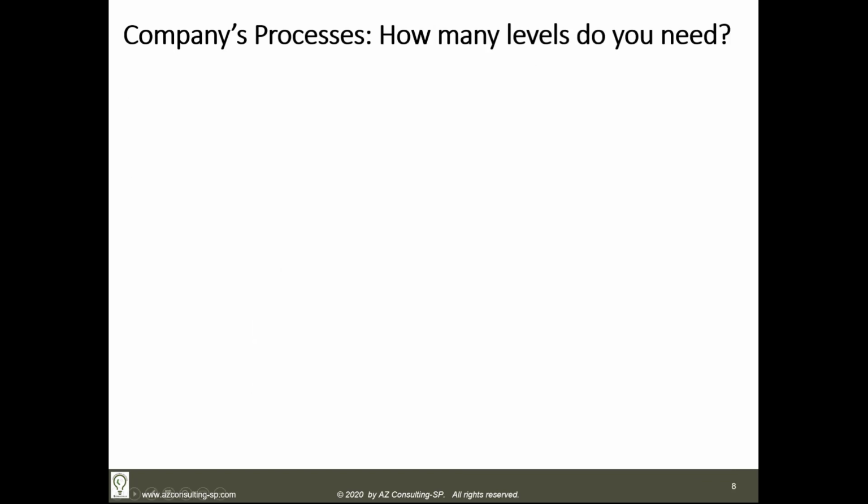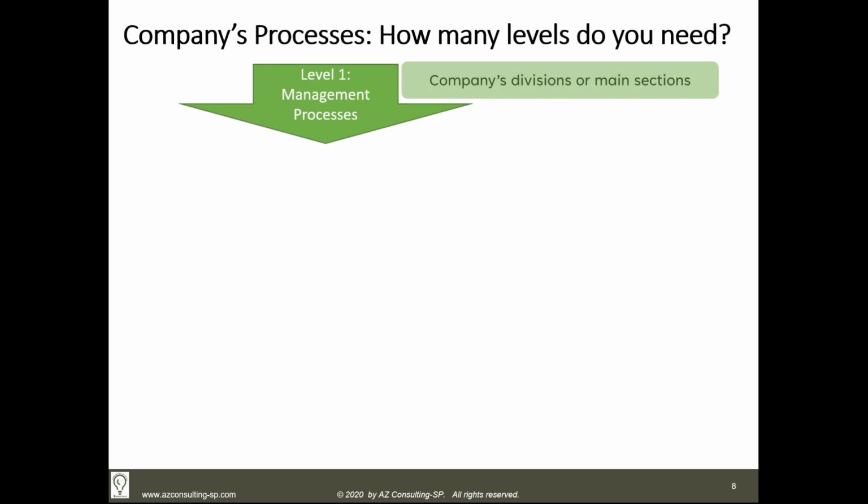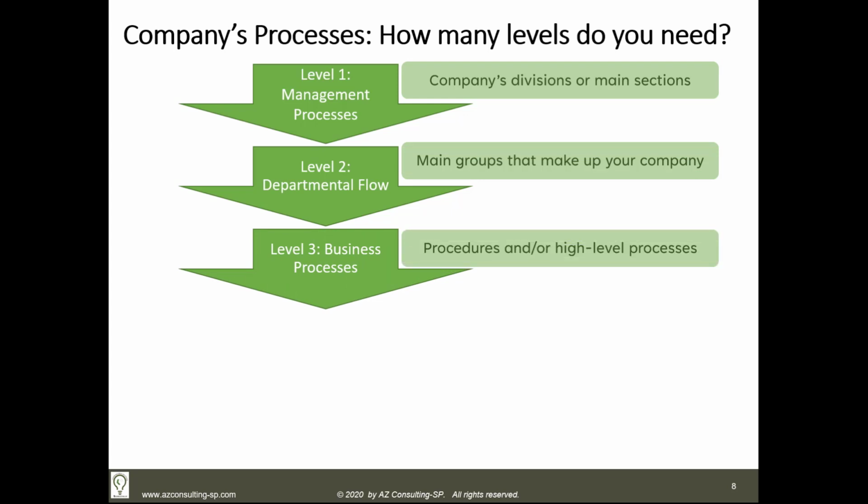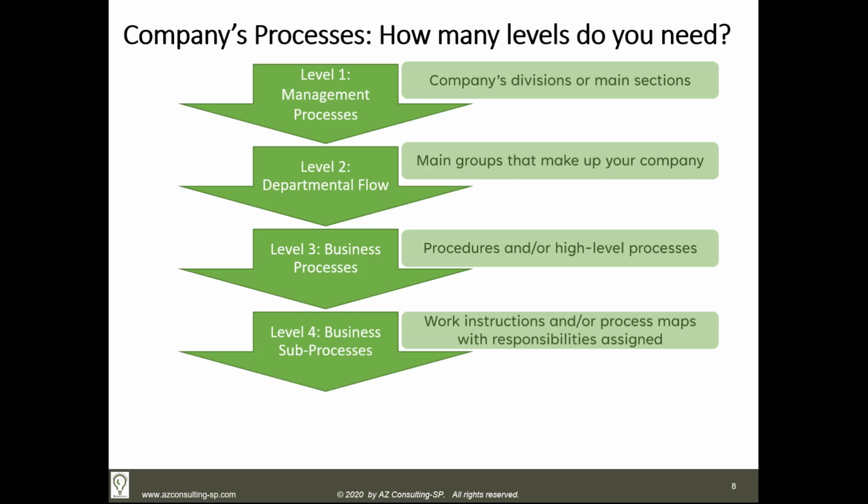So let's review the levels of process for the company. Level 1 was the management processes, and this entails the company's divisions or main sections. Level 2 was the departmental flow, or the main groups that make up the company. Level 3 were the business processes, also referred to as procedures or high-level processes. Level 4 were the sub-processes, also referred to as work instructions and or have process maps with responsibilities assigned.